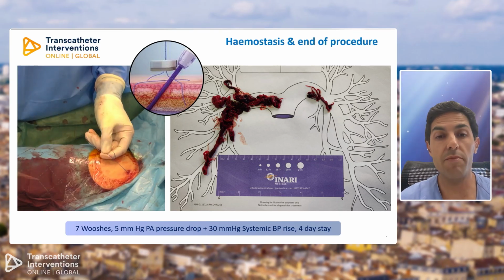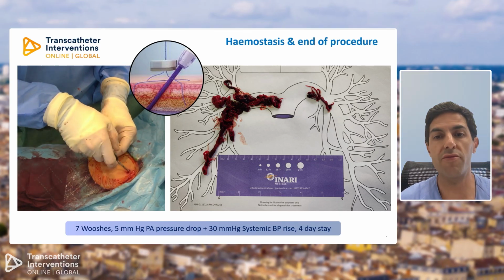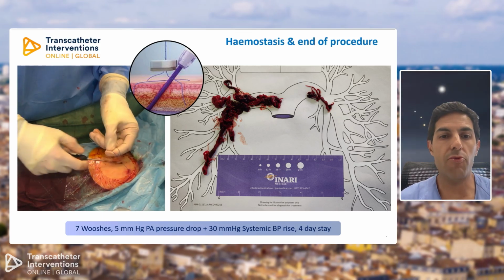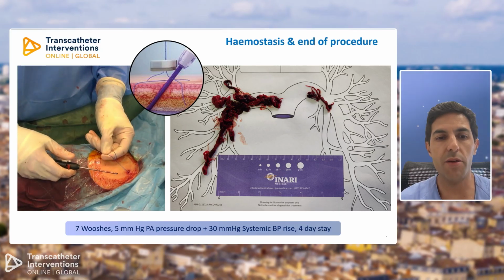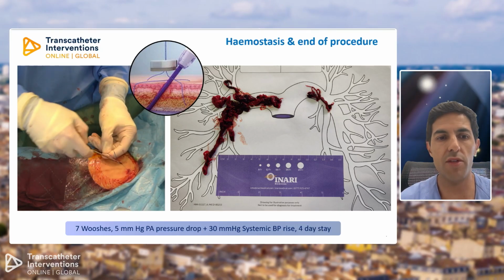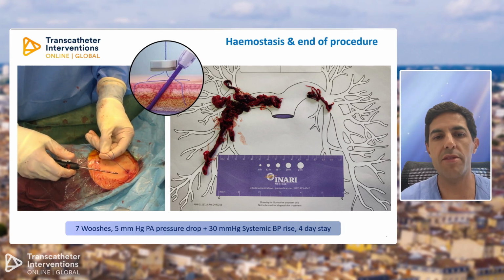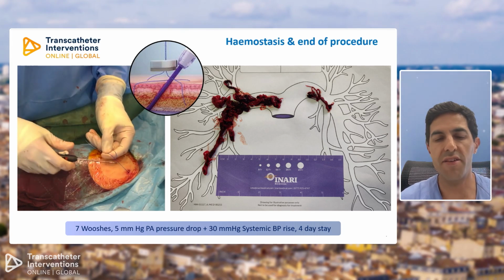This is very visual, but the most important things are the vitals. So we are looking for a drop in heart rate, a raise in systemic blood pressure, and a pulmonary artery pressure drop. Okay, in this case, we got a 5 millimeter pulmonary artery pressure drop and a 30 millimeters systemic blood pressure rise. This patient was discharged at day 4.